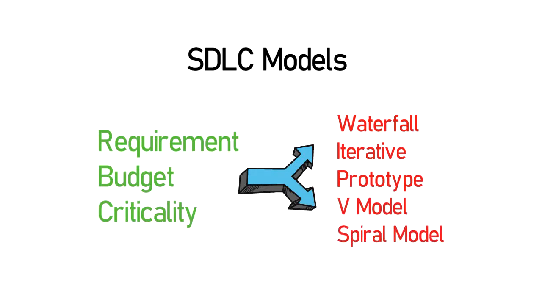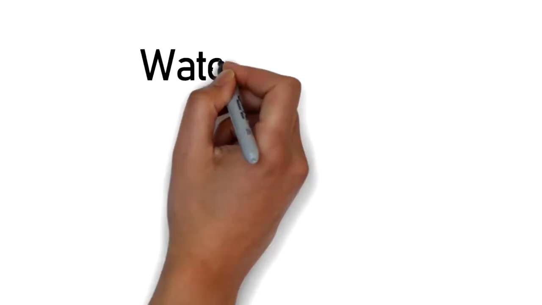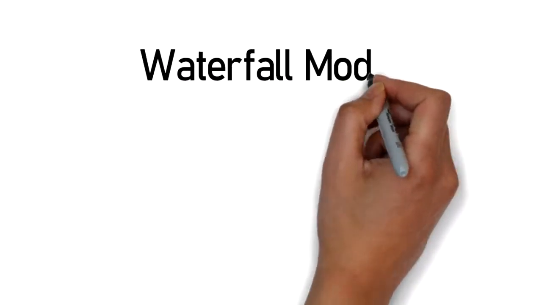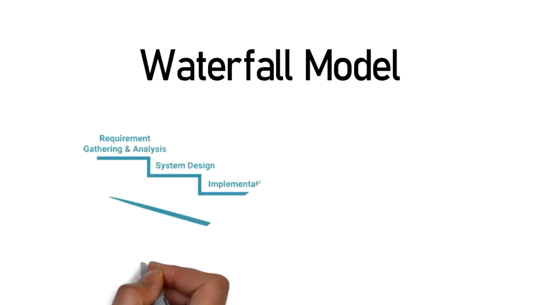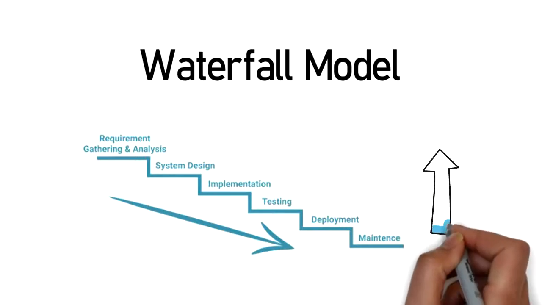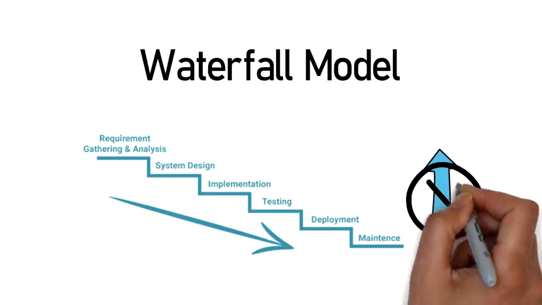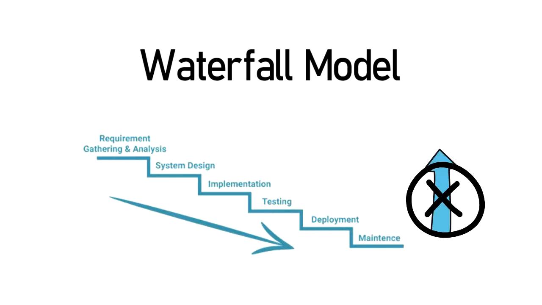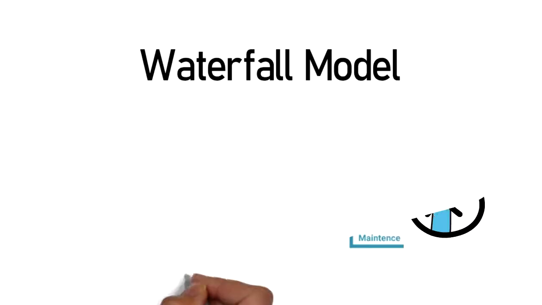So let's start with the waterfall model first. Waterfall model is one of the earliest models of the software development lifecycle. The different phases in the waterfall model progress sequentially downwards, resembling a waterfall, hence the name waterfall model. Once a phase of the development lifecycle gets completed, there is no way to go back to that phase again in order to correct it or make any desired change to it.